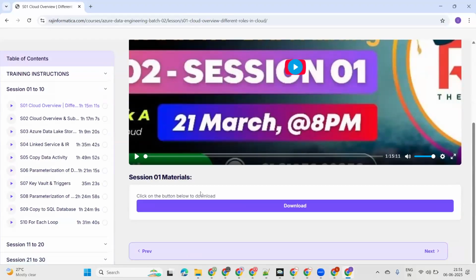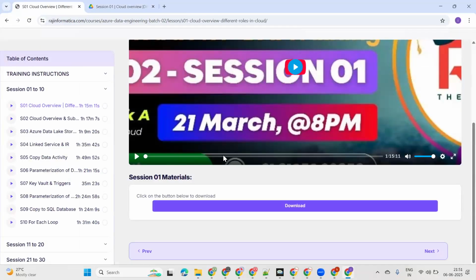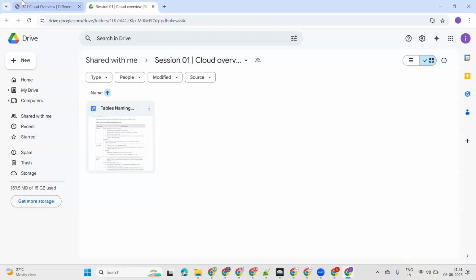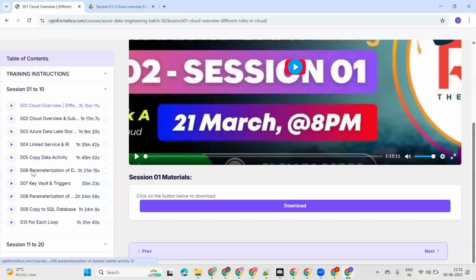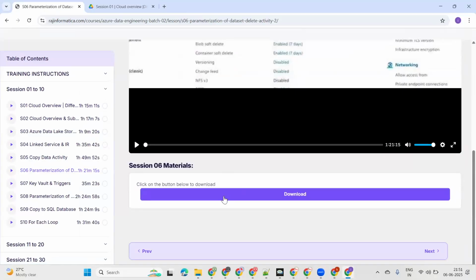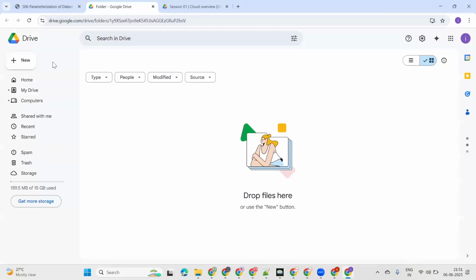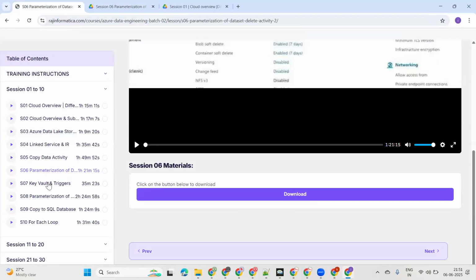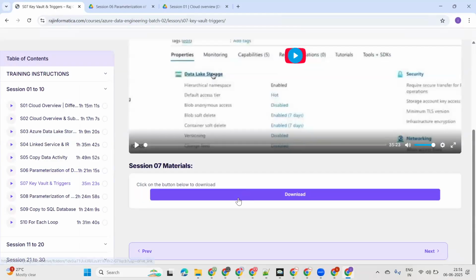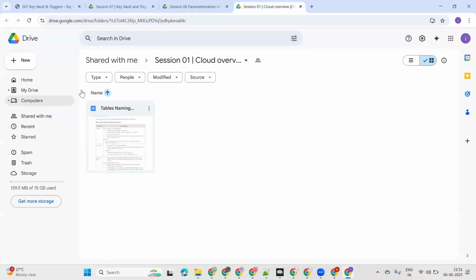You can just click on the download button. So this is the material available for this particular session. This is session number 1, and this is the material available. In the same way for all the classes, the videos and materials will be available in this way. If you click on that, see there is no material for this session, so nothing is added here. If there is any material, you can see it like this. So these are the things that you can access here.